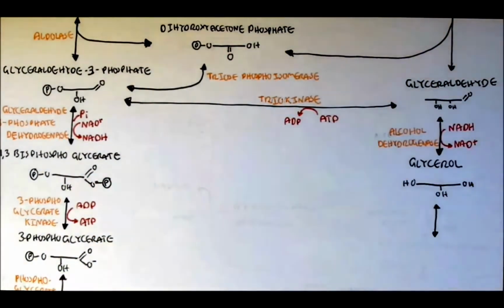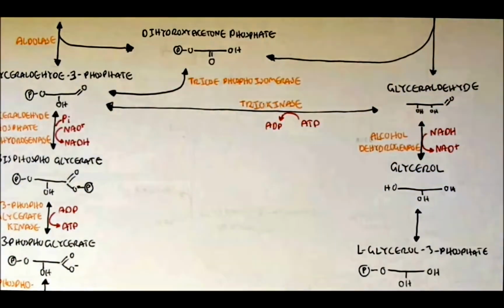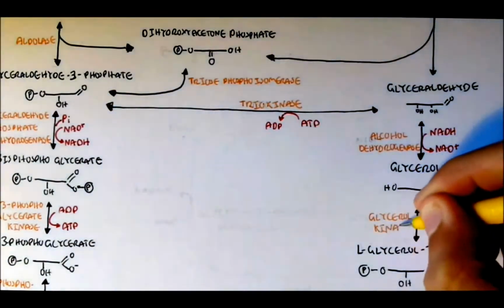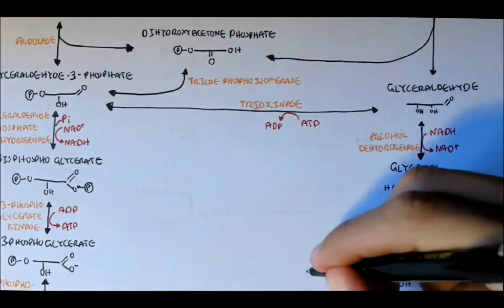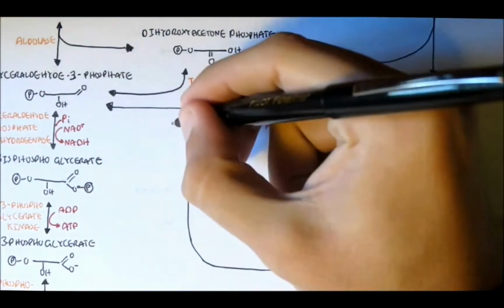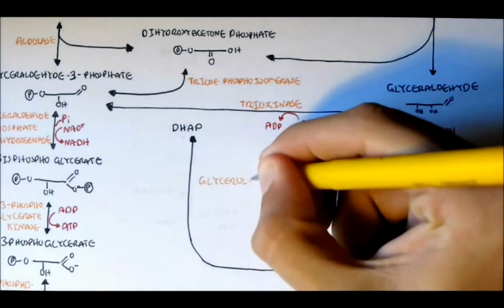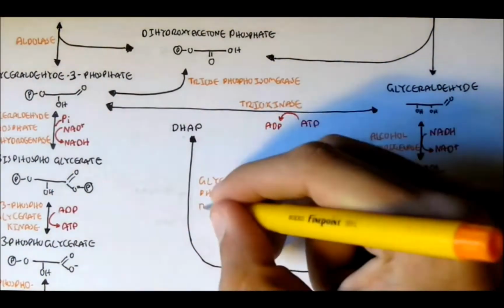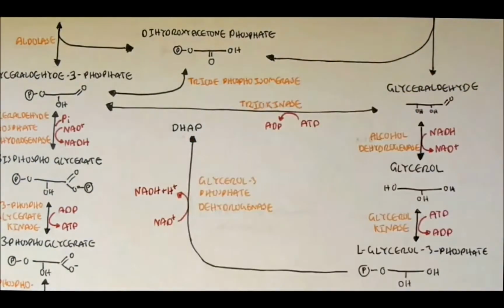So glycerol can then be phosphorylated to L-glycerol 3-phosphate by the enzyme glycerol kinase. The phosphate group comes from ATP, and it's added off the third carbon. Now L-glycerol 3-phosphate can also be oxidized to form dihydroxyacetone phosphate by the enzyme glycerol 3-phosphate dehydrogenase, and so can be used for gluconeogenesis. If glycerol 3-phosphate was oxidized, this would mean that NAD is reduced to form NADH.